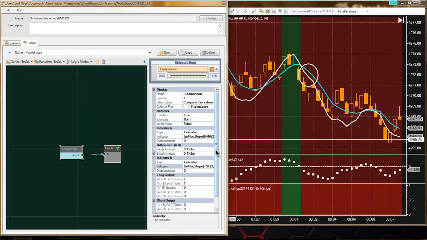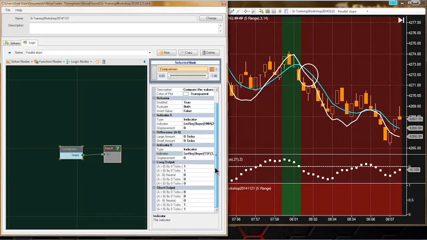Now here's where things get a little different, since we're looking for indicator A and indicator B to be equal or close to equal. We're going to have to use this neutral output here. So let's set these to 0 and set the neutral to 1. Set that neutral to 1, and set those to 0, like so.